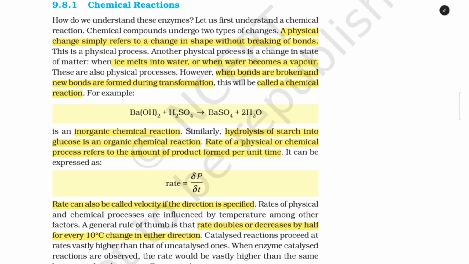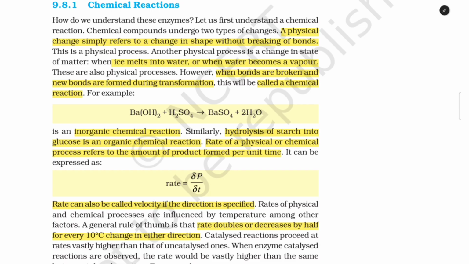Another physical process is a change in state of matter, when ice melts into water or when water becomes a vapor. Basically, here bonds are broken. These are also physical processes. However, when bonds are broken and new bonds are formed during transformation, this will be called a chemical reaction. For example, Ba(OH)2 plus H2SO4 gives BaSO4 plus 2H2O is an inorganic chemical reaction. Similarly, hydrolysis of starch into glucose is an organic chemical reaction.